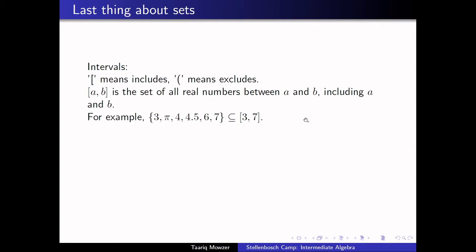So if you drew the number line from 3 to 7, that's all the things there. So it includes 3, it includes pi, because that's roughly 3.1, it includes 4, 4.5, 6, and 7, because it's inclusive.